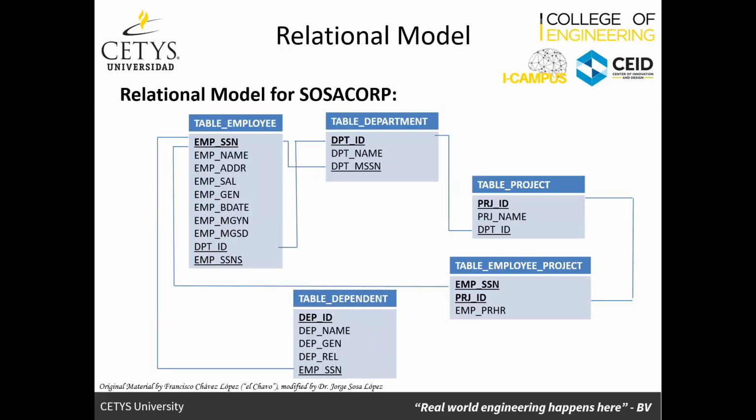So the new table, employee projects, is going to grab both primary keys of project and employee. This is going to be a new primary key. It's called a composite key, meaning that to identify anything that has to do with the relationship of employee and project, I need both things, okay?